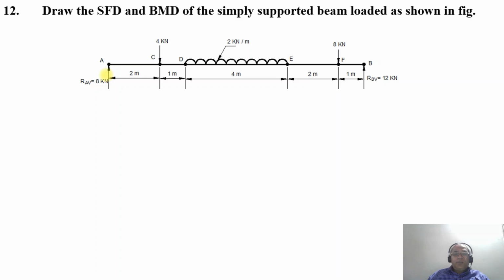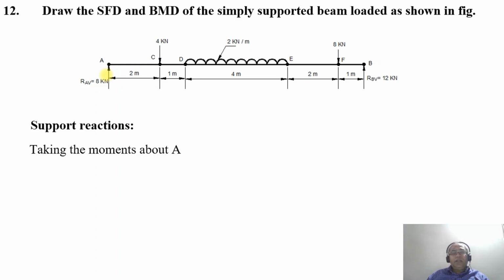Now we are going to find the support reactions first. We have the sum of the vertical forces acting on the beam, and also the sum of the moments. As there is no horizontal load, it will be 0. Because there are two unknowns, RA and RB, we want to fix at the point A. That means when you fix at the point A, RA will not exist. So we need to find RBV, which is at a distance of 10 meters from A.